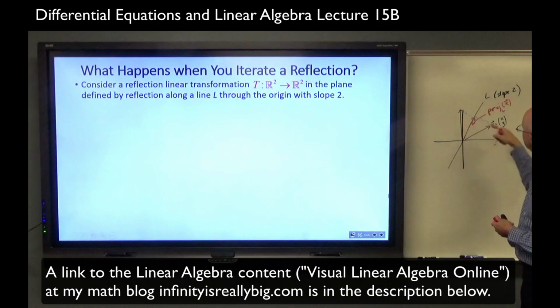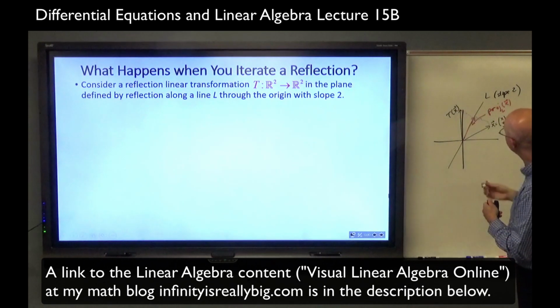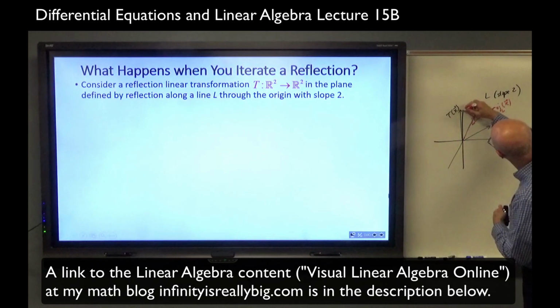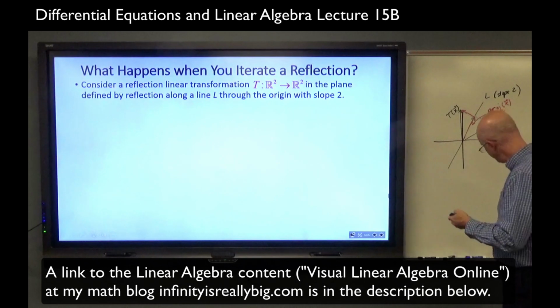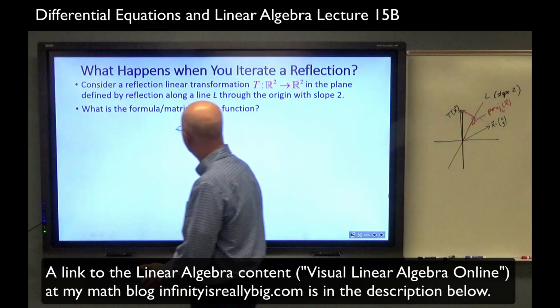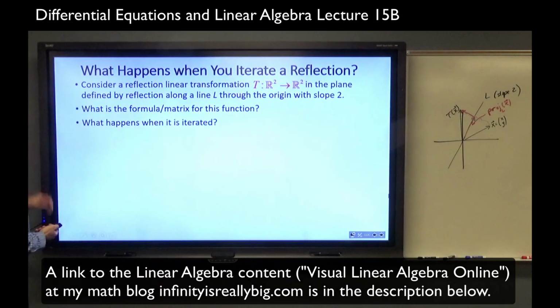How can I obtain the image of x under this linear transformation, this vector over here, T of x? I can obtain it by taking the projection vector and adding this vector to it. But that begs a question: how do you find that vector? We've got a formula for the projection, but how do you find that vector? Let's get into the details now. We want to find the formula for this function. In other words, we really want to find its matrix, and figure out what happens when it is iterated.